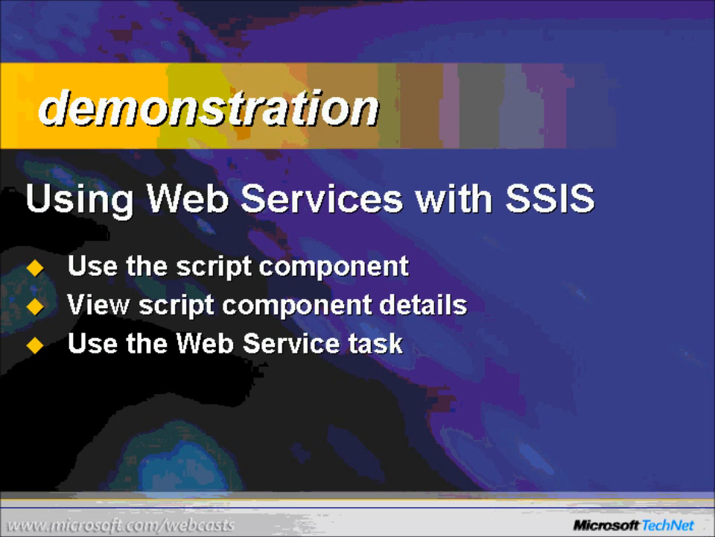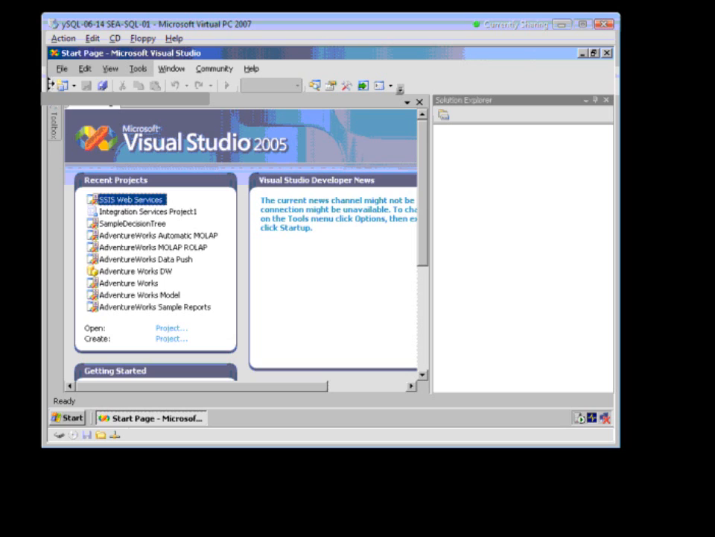If you're using a web service as a transformation, you'll write code to process the rows using the script component. If you're using the web service as a destination, you'd write special code to handle this as well. Let's take a look at a demonstration to see how this works. Enough slides, let's go and look at the product. In this first demonstration, you'll learn how to use SQL Server Integration Services to retrieve data from a web service.